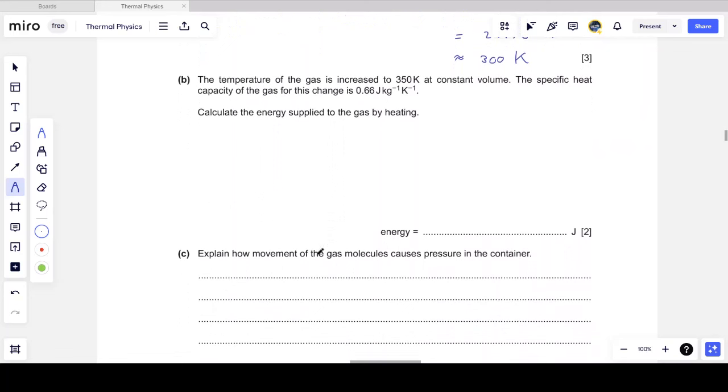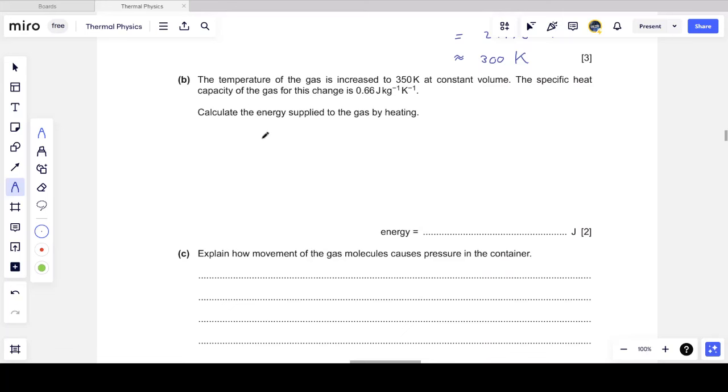Part B says the temperature of the gas is increased to 350 Kelvin at constant volume, and the specific heat capacity of the gas for this change is 0.66 joule per kg per Kelvin. Calculate the energy supplied to the gas by heating.